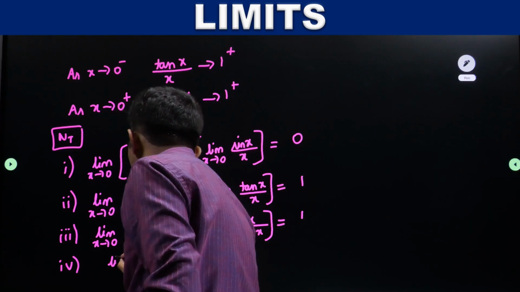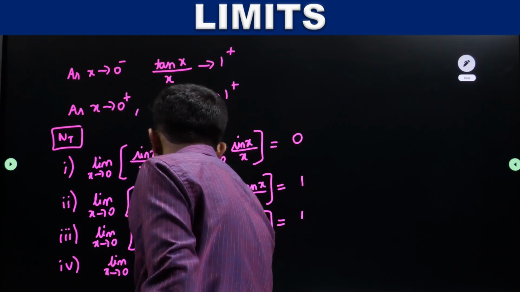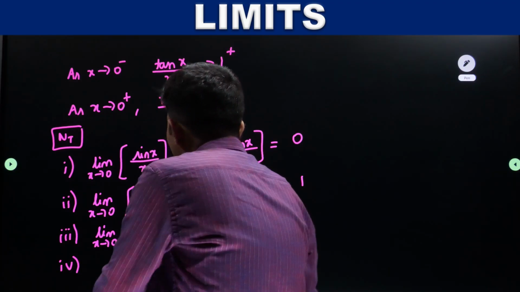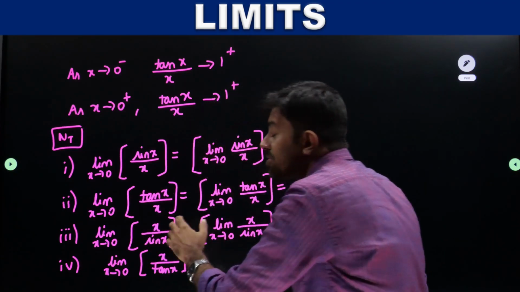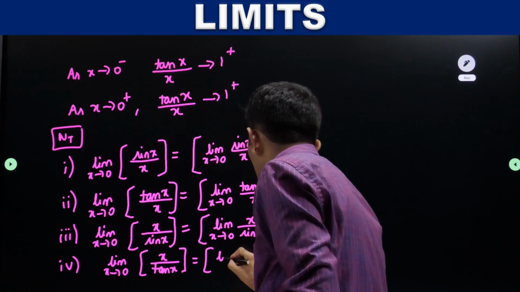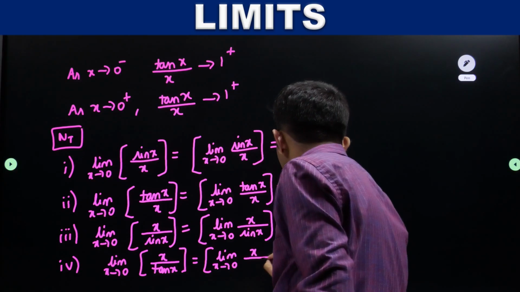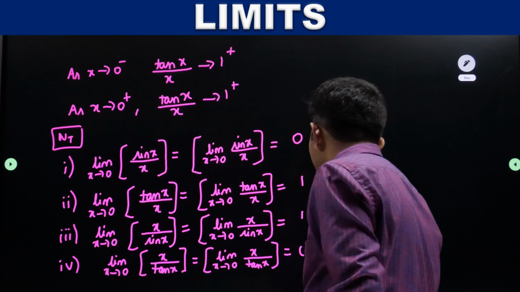Limit x tends to 0 of greatest integer value of x by tan x. Tan x by x is slightly greater than 1. Reciprocal, x by tan x, is slightly less than 1. So this becomes slightly less than 1, which is 0.99. Integral value of 0.99 is 0.